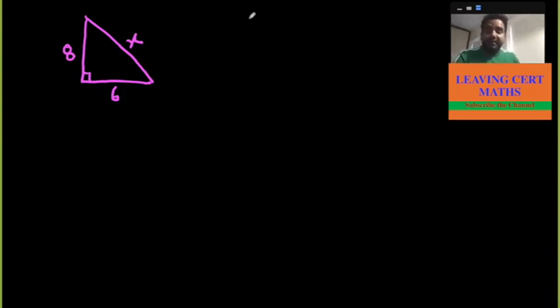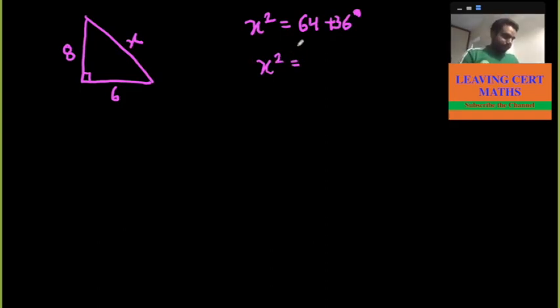So basically what you have done is you have written x square is equal to 8 square, which is 64, plus 6 square, which is 36, right? So what are you getting for x square? 100. So what is the value of x? 10. That's right. Okay. Now this question was very straightforward. You don't have to do any manipulation because directly I am finding the hypotenuse.